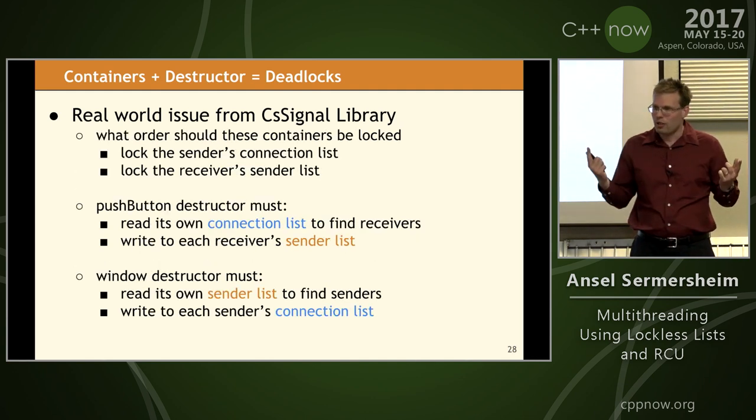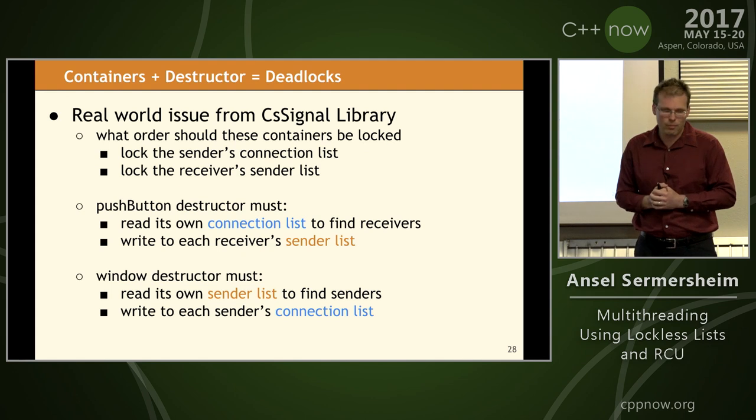Well, we have two containers. What order do we lock them in? Do you lock the sender's connection list first, or the receiver's sender list first?